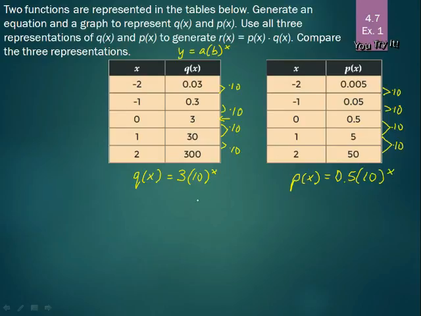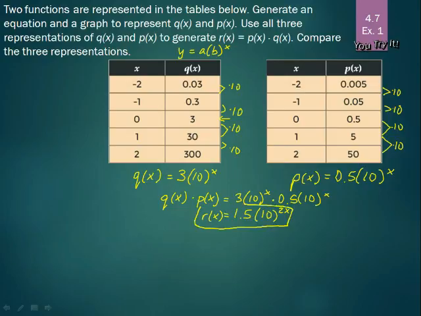Then to multiply those two together, q of x times p of x will equal 3 times 10 to the x times 1/2 times 10 to the x. Multiplying those together, 3 times 1/2 is 3/2. And then 10 to the x times 10 to the x will be 10 to the x plus x, which is 2x. So that will equal r of x. There is our r of x equation.